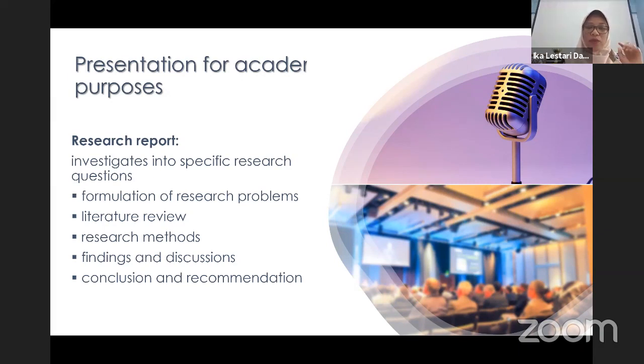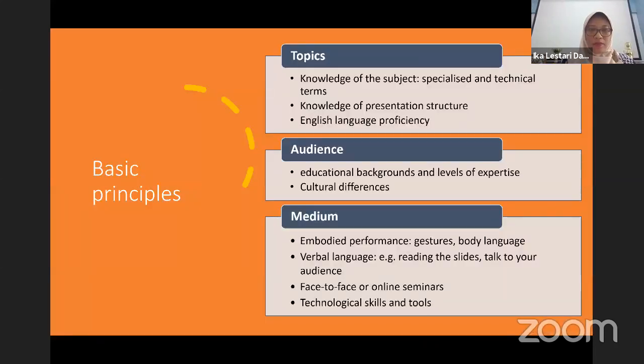And there we usually have a formulation of the research problem. We present the research questions and literature review, and how we conduct the research, how we collect the data, interpret the data, and also analyze the data. We present the findings and discussion as well. And finally, we may want to present the conclusion and recommendation. Now we know the purpose of presenting in academic settings.